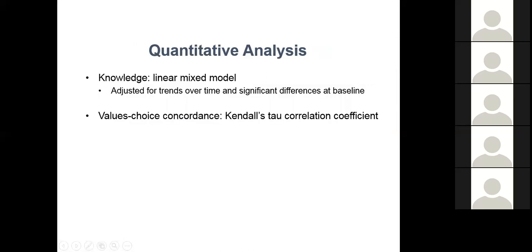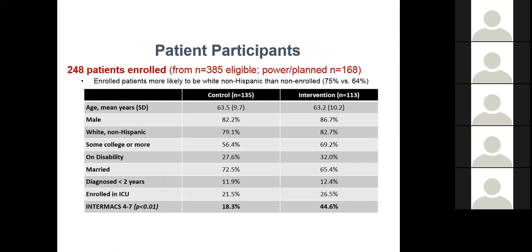We used a linear mixed model, adjusted for time trends and significant differences at baseline. And to measure value choice concordance, we used a Kendall's tau correlation coefficient. We enrolled 248 patients from 385 eligible, so a pretty high proportion of those eligible enrolled. We'd planned for 168 with our power calculation, and this was an interesting thing. This is part of the secular trend. All the programs in the country were doing more at the end of the trial than at the beginning, and so we over-enrolled.